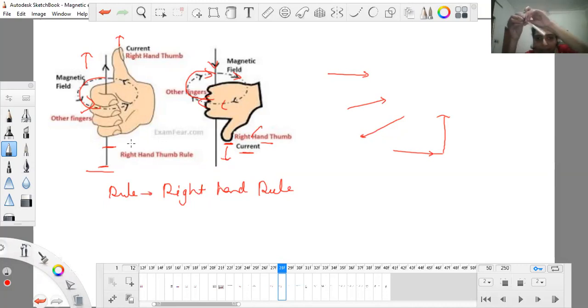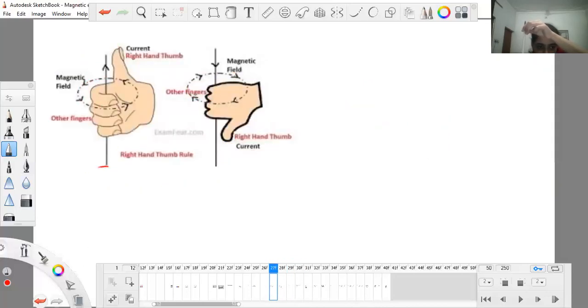Put this pen in the direction of current, with the nib in the direction of current. I'm using this for this case. Remember, see the screen. Just put it like this, and the nib should be in the direction of current.